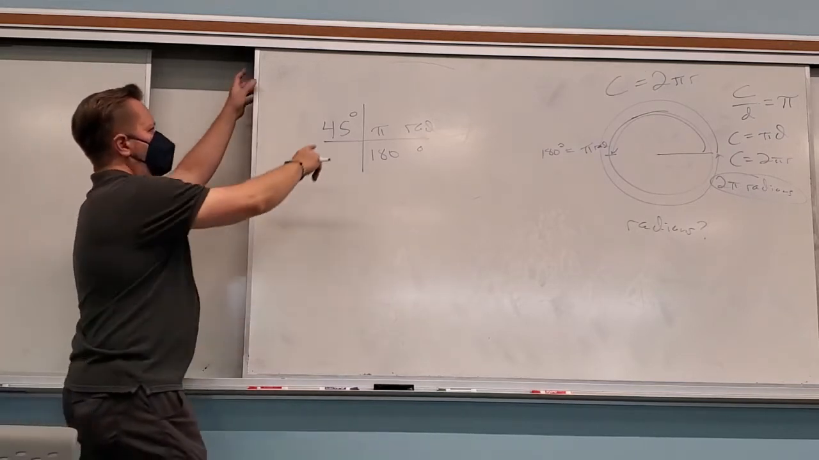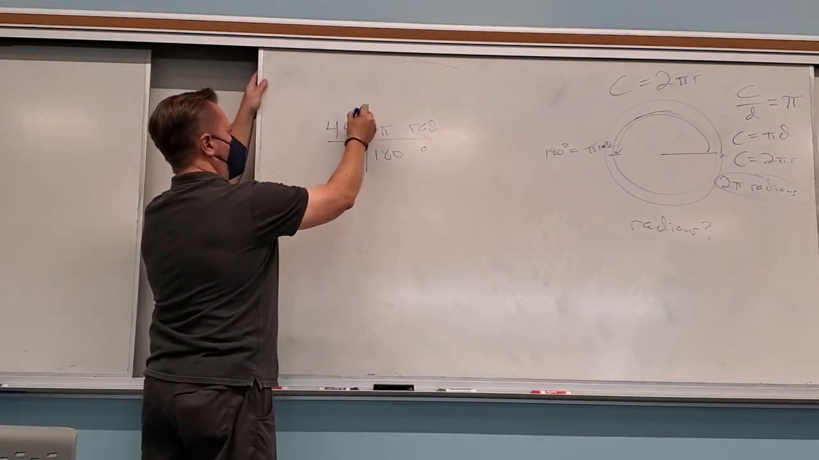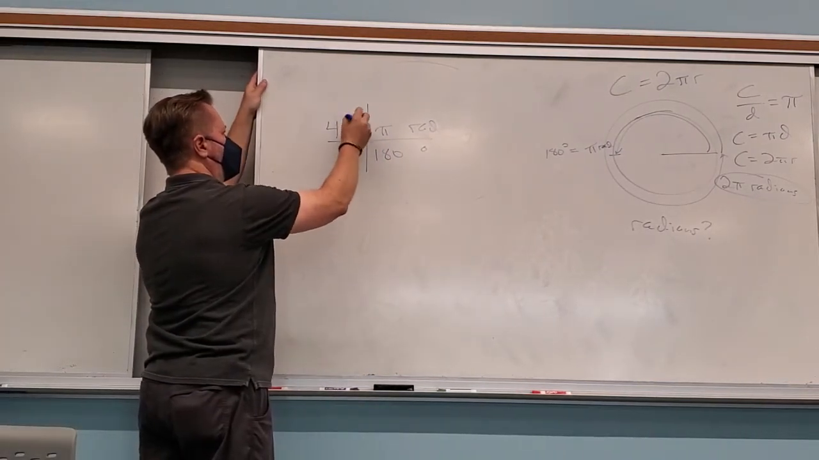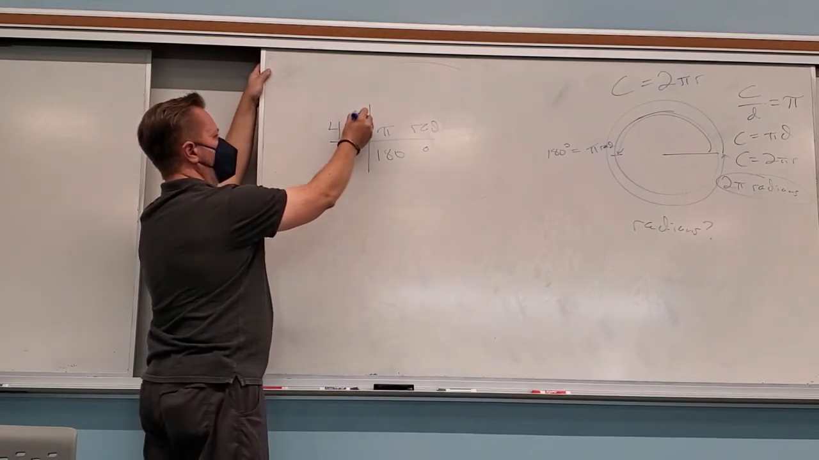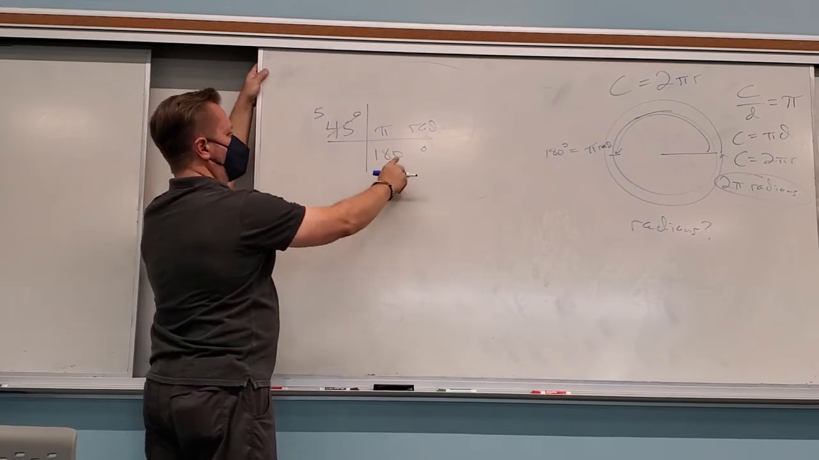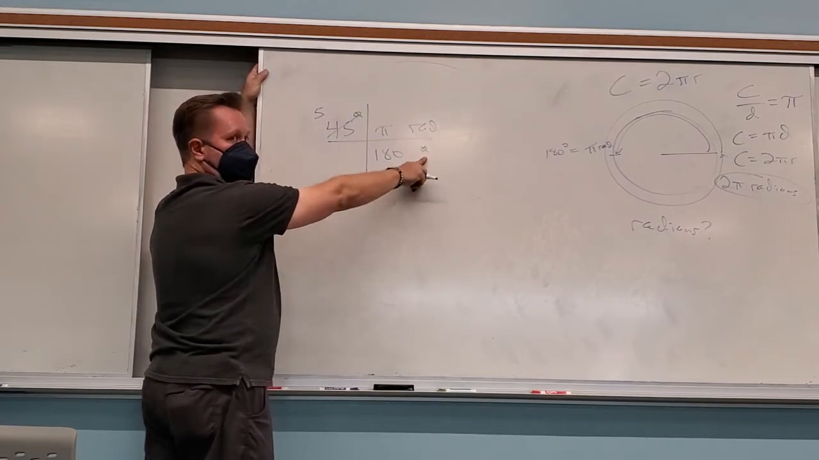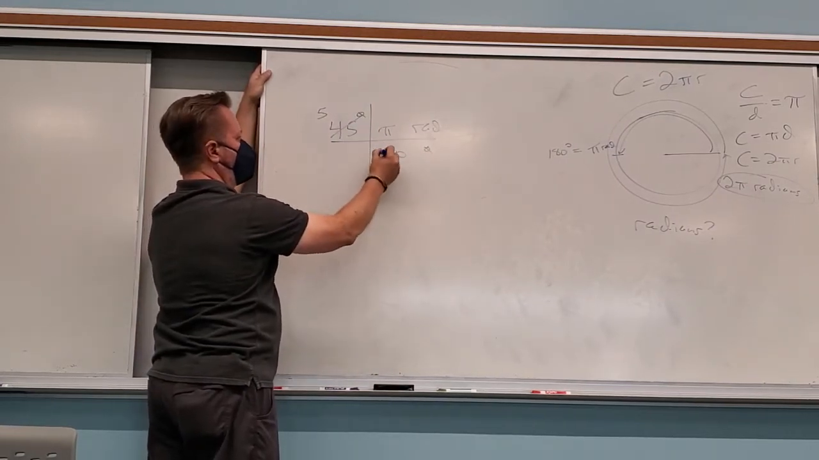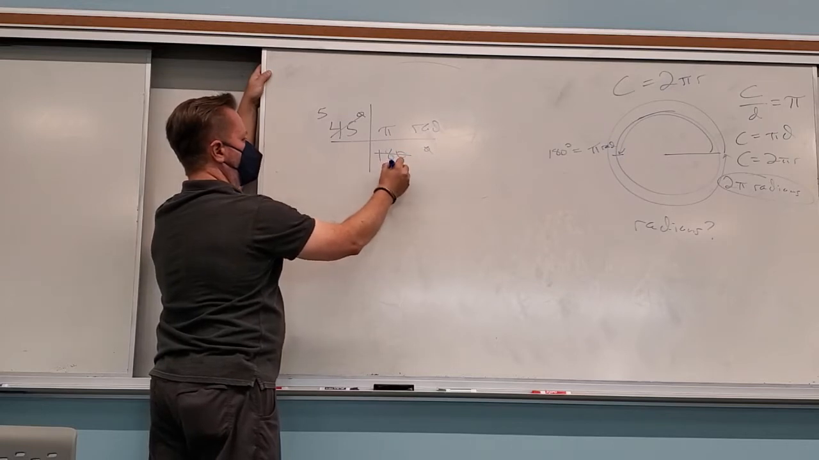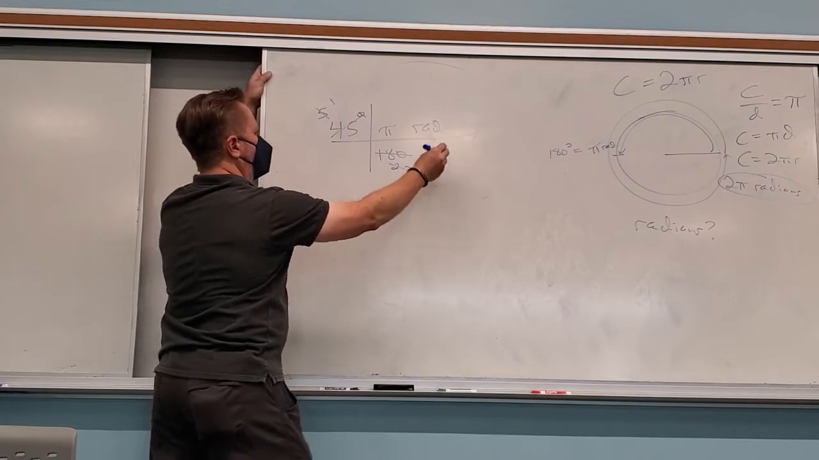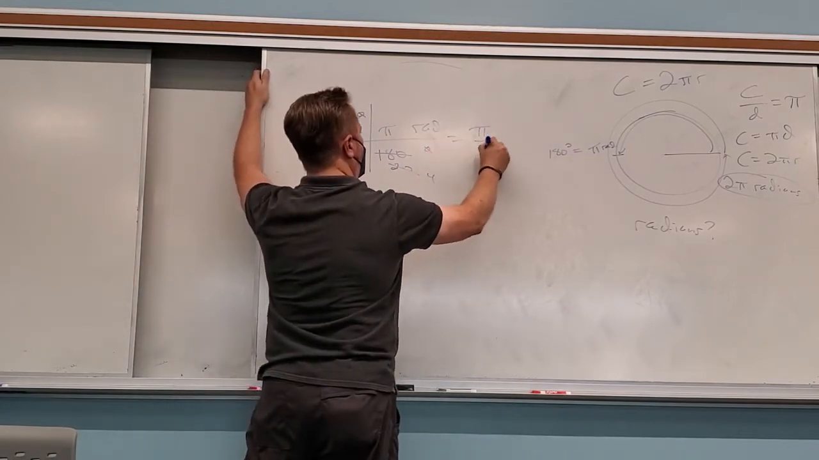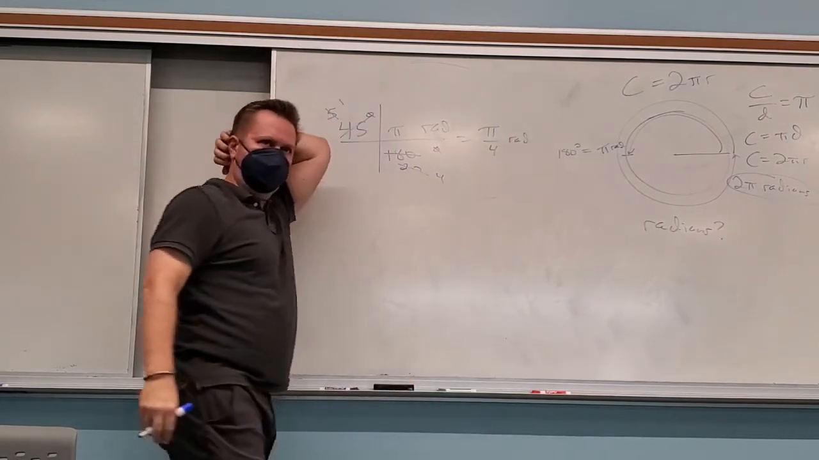Can you reduce this for me? 9 goes into 45 how many times? 5. And the radian and the degrees cancel, right? And 9 goes into 180 how many times? 20. 5 goes into 20 how many times? So this is pi over 4 radians.